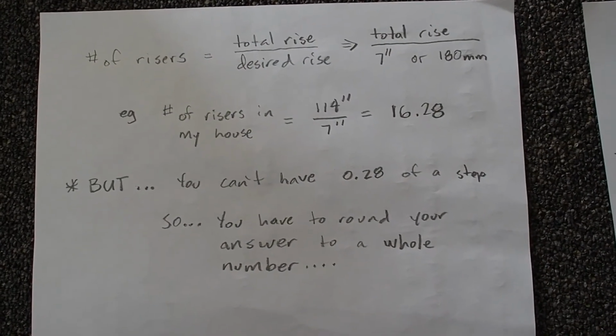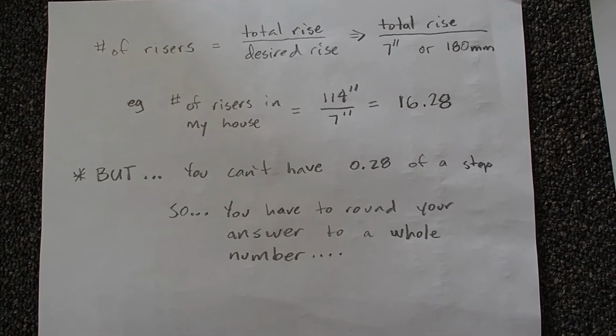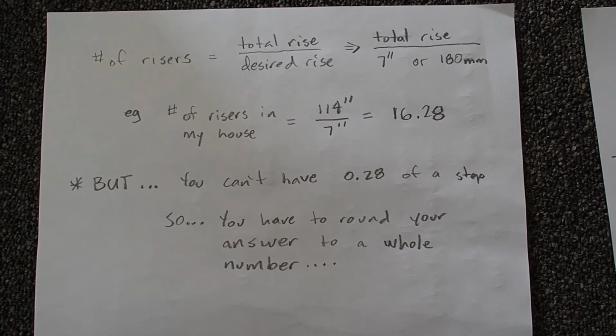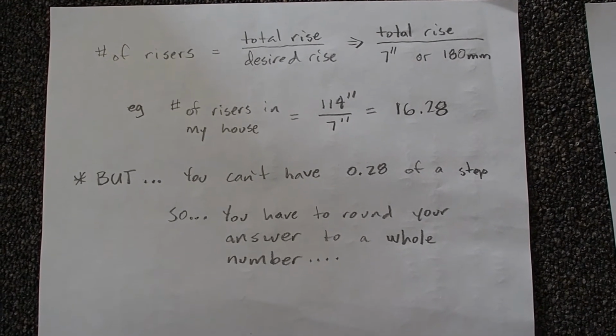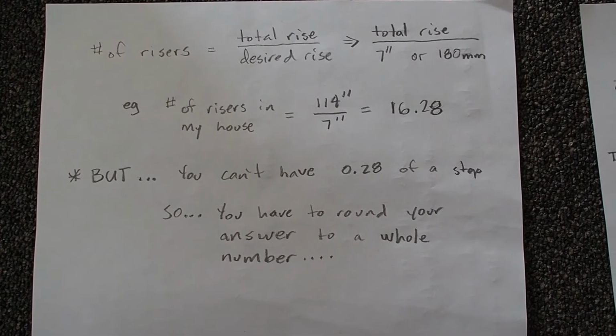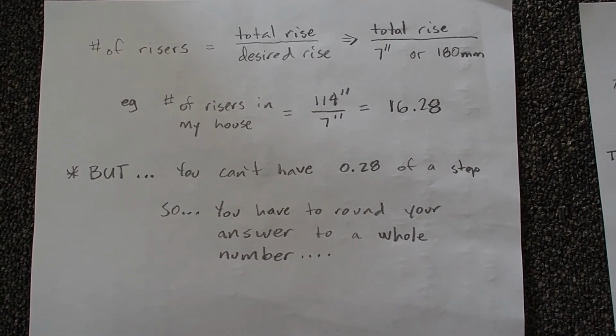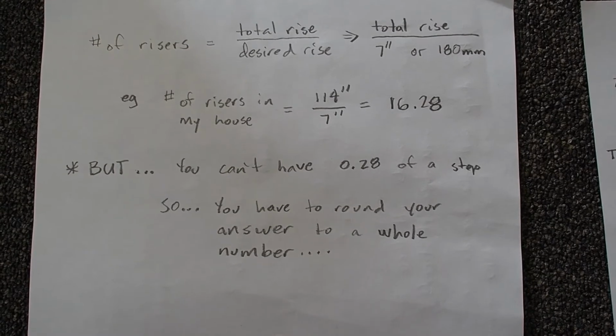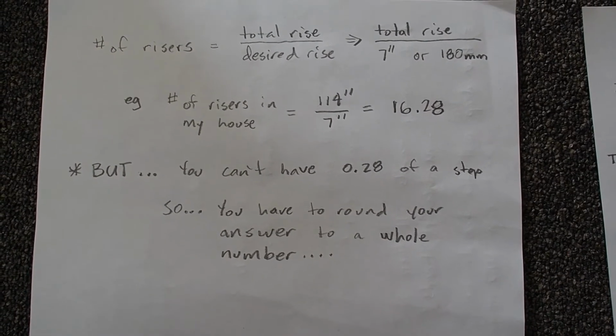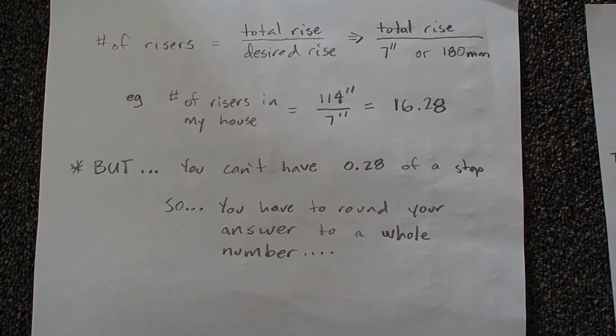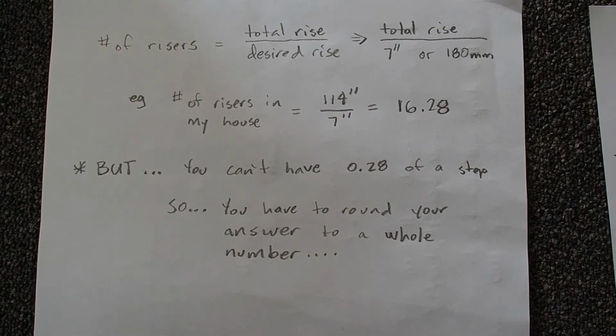So in conclusion with this particular formula, just know that the 16.28 gives you a place to start. It's not a hard and fast number. You don't have to choose 16. You don't have to choose 17. You're just going to be choosing a number somewhere around 16 or 17 that lets you build a set of stairs that falls within the building code guidelines.